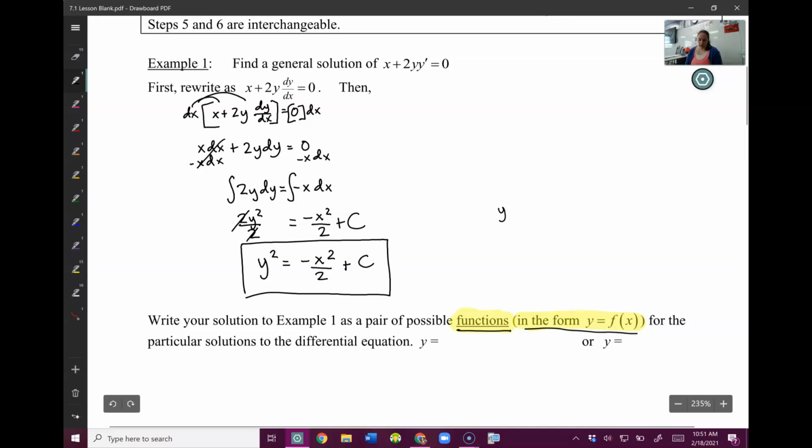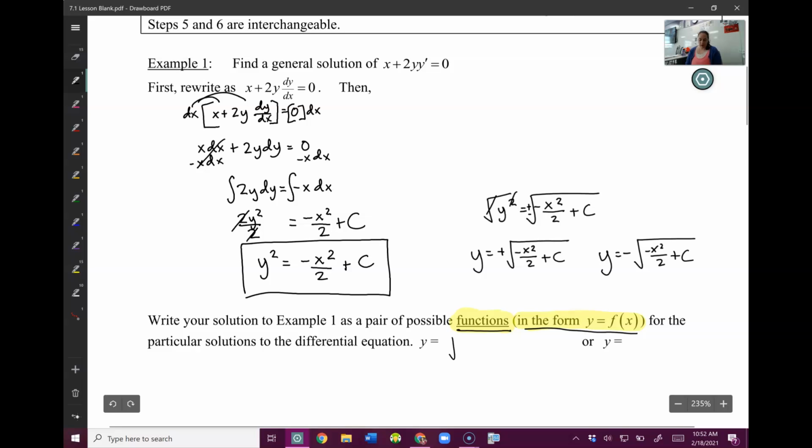So if I want to take this equation and I solve it for y, then I take the square root. But remember, anytime you take the square root, you get a plus or minus. So I get a positive square root of negative x squared over 2 plus c, and a negative square root of negative x squared over 2 plus c.